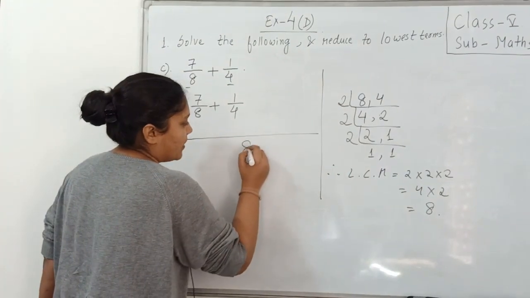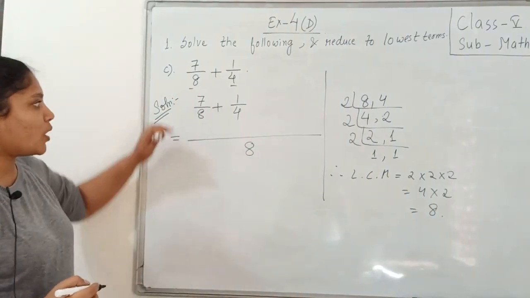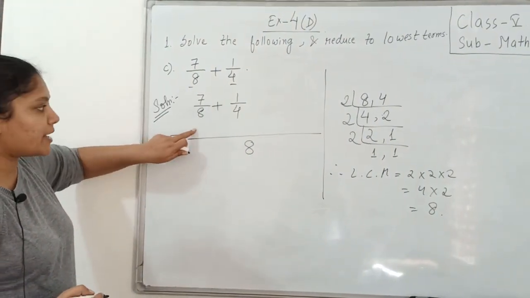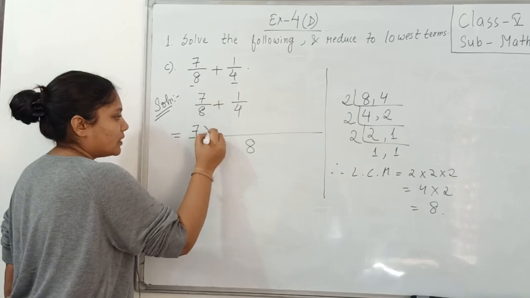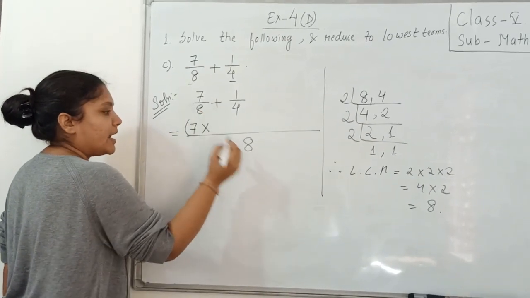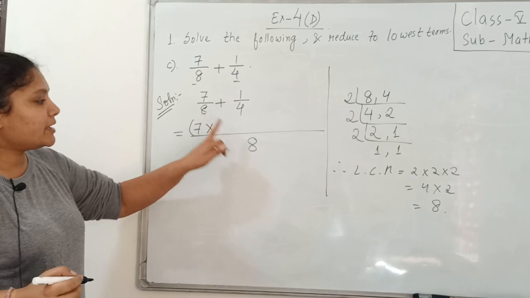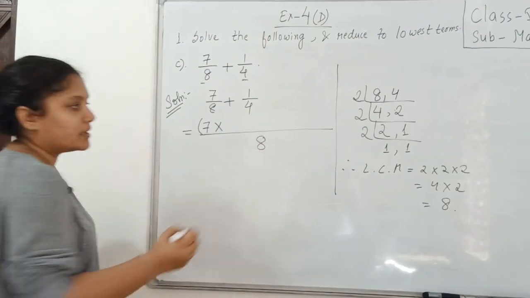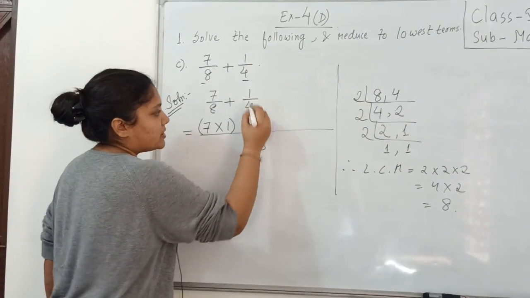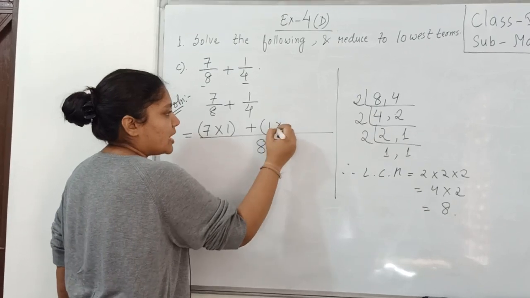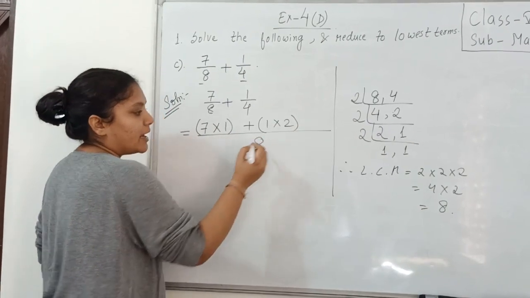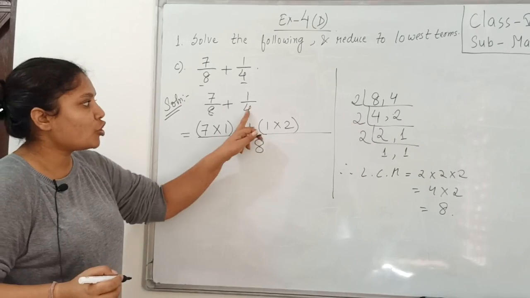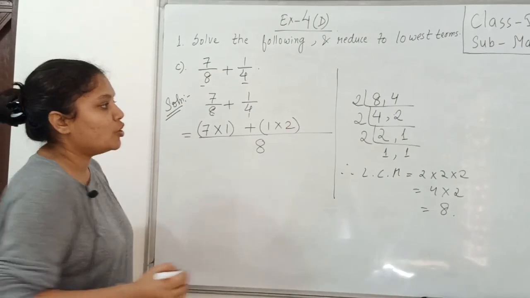We will write our LCM here. Now what is in the numerator? We are going to write here again. Now just see, 8 and 8. 8 8s are 8, plus 1. 4 2s are 8. Clear? If you don't remember the table, you can do one more thing also.